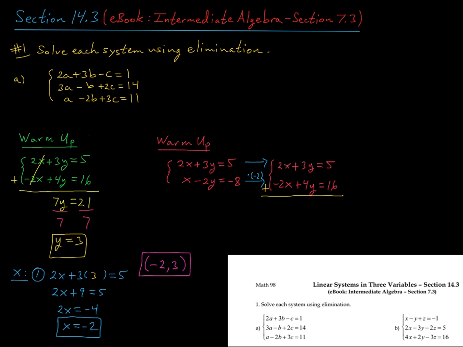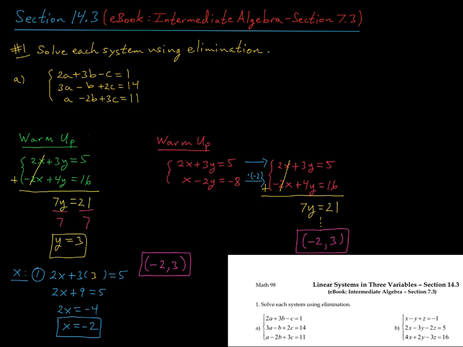And just as in the first example, these two x's drop out. I get 7y, and 5 and 16 is 21. In fact, this resulting system is exactly the same system as our first example. So the rest of the details are all the same, and we arrive at that same solution of (-2, 3).